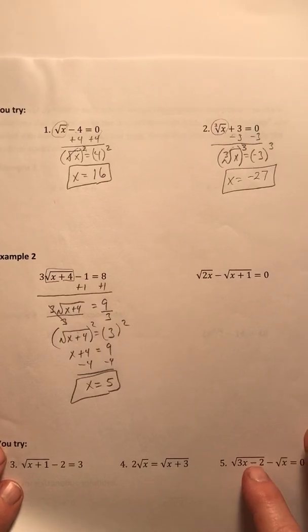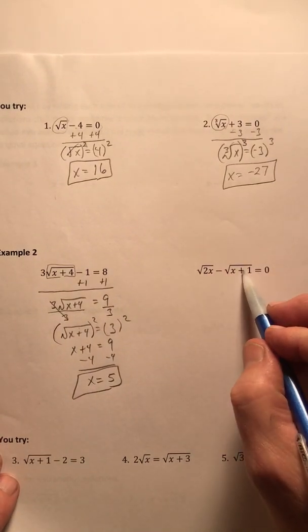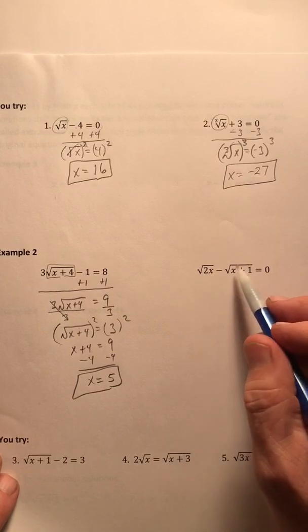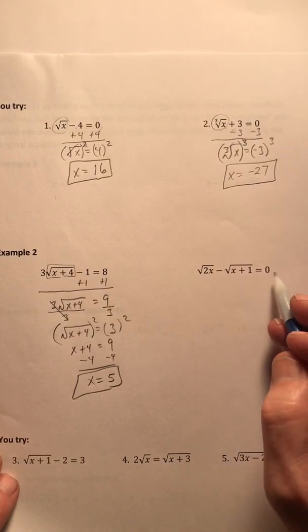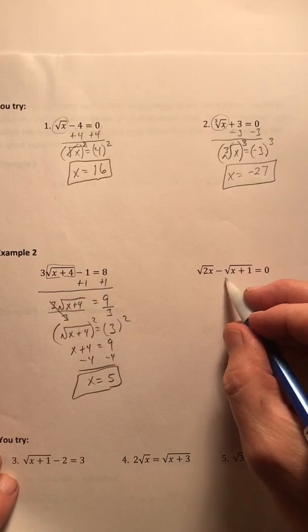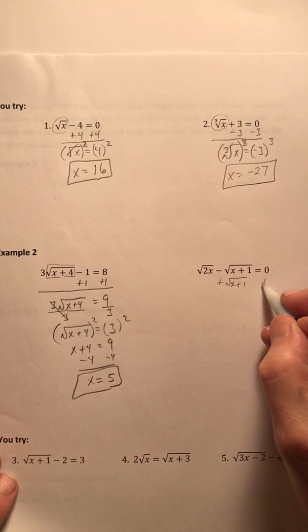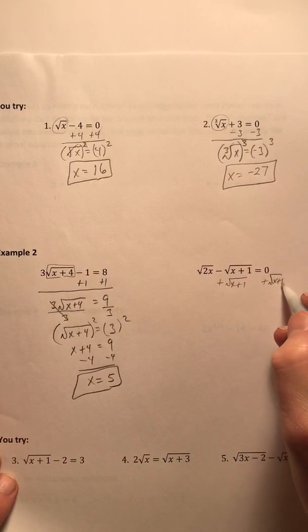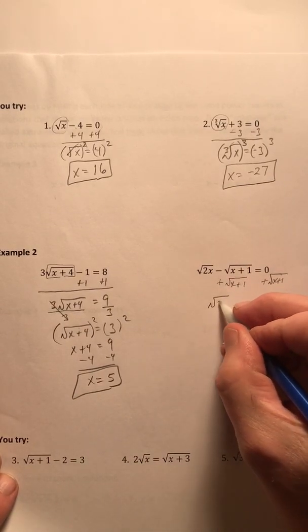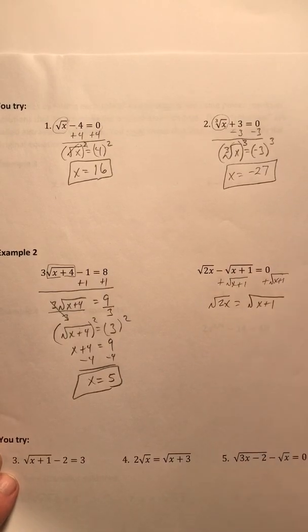All right. This next one, notice that there's a radical here and a radical here. Well, anytime you have two radicals, you have to get one on one side by itself, and then the other has to be on the other side with whatever's else. In this case, we would add the square root of x plus 1, and that would give us the square root of 2x equals the square root of x plus 1.